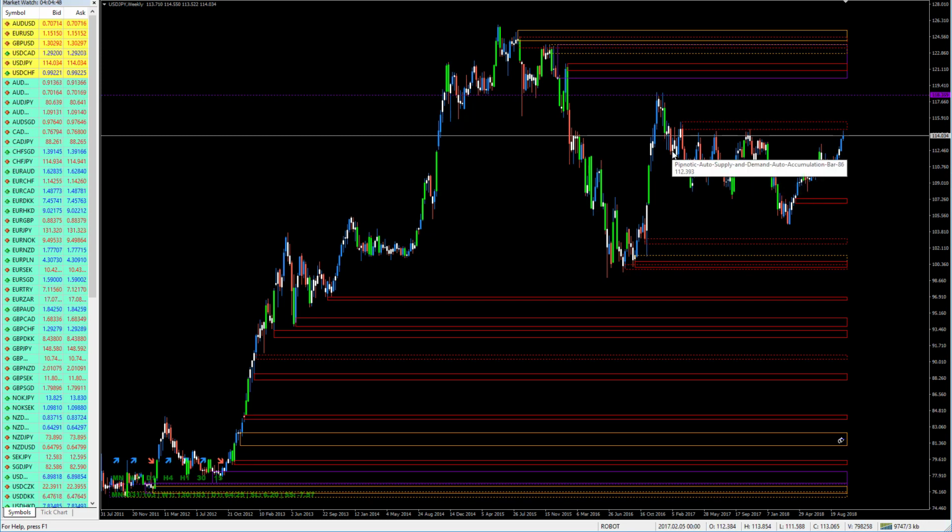And the cool thing about the weekly chart is that it is giving me insight into what's going on in those micro levels that you would not see on the monthly chart. Okay, so this is what we'll focus on today.